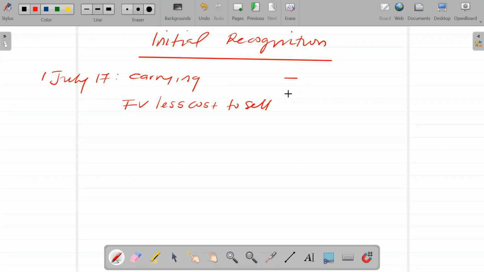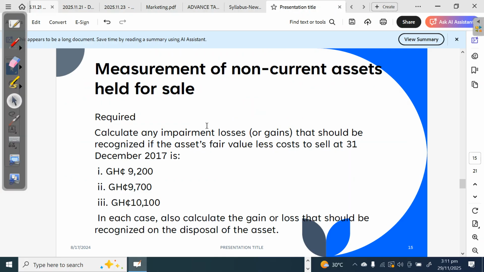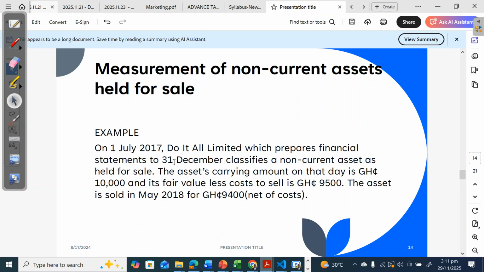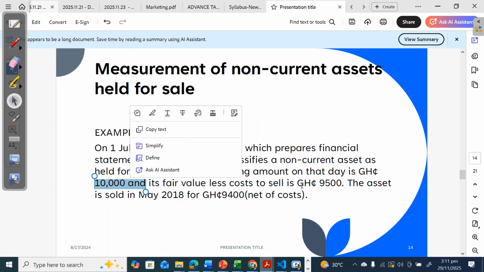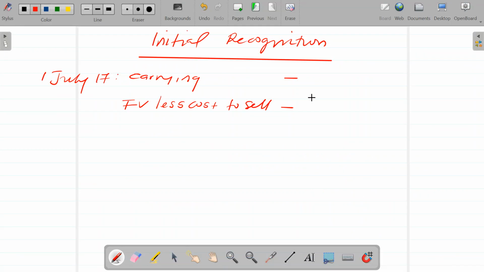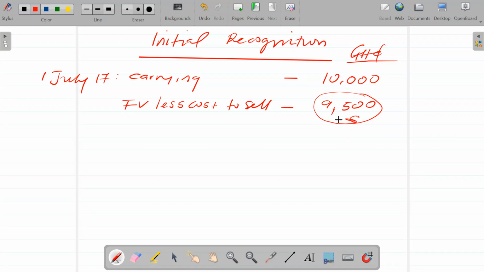On that date, we were told the carrying amount was 10,000, and the fair value less cost to sell is 9,500. So now we have to pick one as the initial carrying amount. Which one are we picking? We'll pick the lower, 9,500. So this will be the value of the non-current assets.